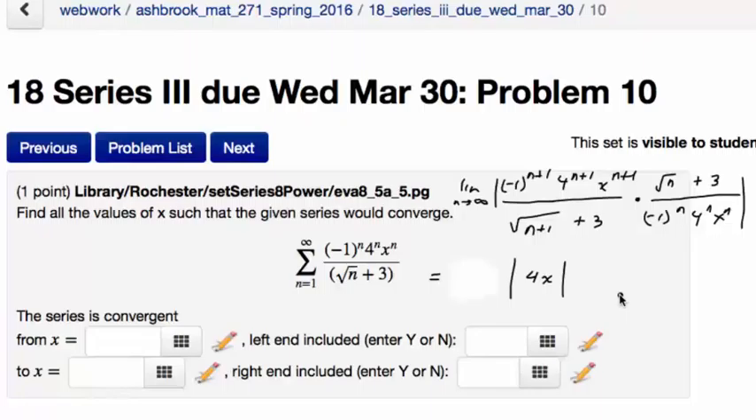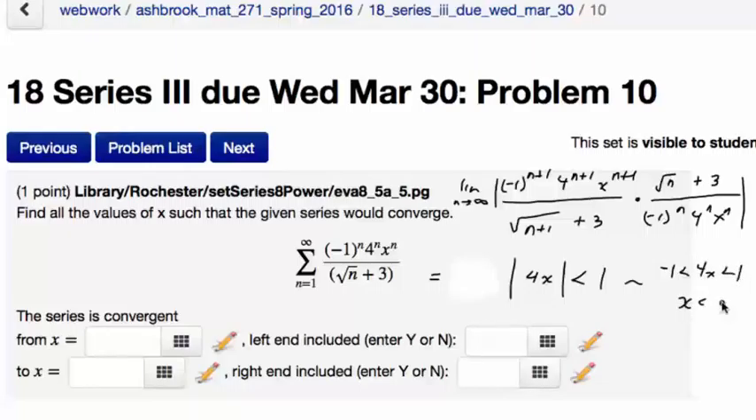So the negative ones in this absolute value become 1. The square root of n plus 3 over square root of n plus 1 plus 3, that limit is 1. So you basically just have 4x. We need that to be less than 1. That's what the ratio test says. If that limit is less than 1, then you have convergence. So this becomes negative 1 is less than 4x is less than 1.